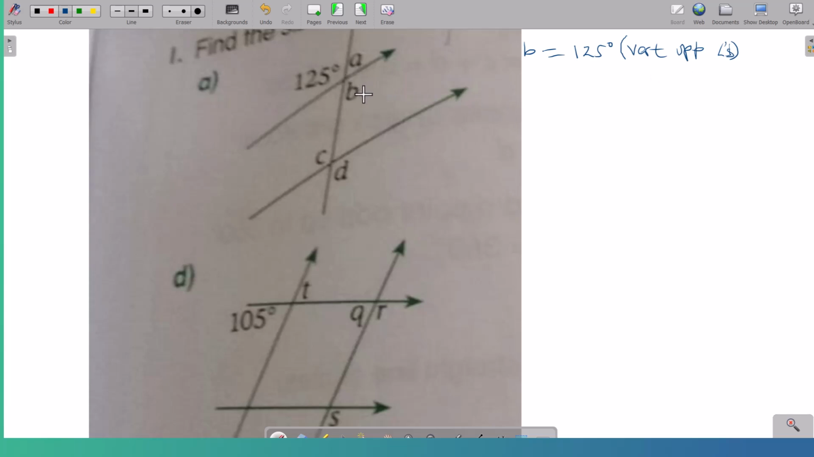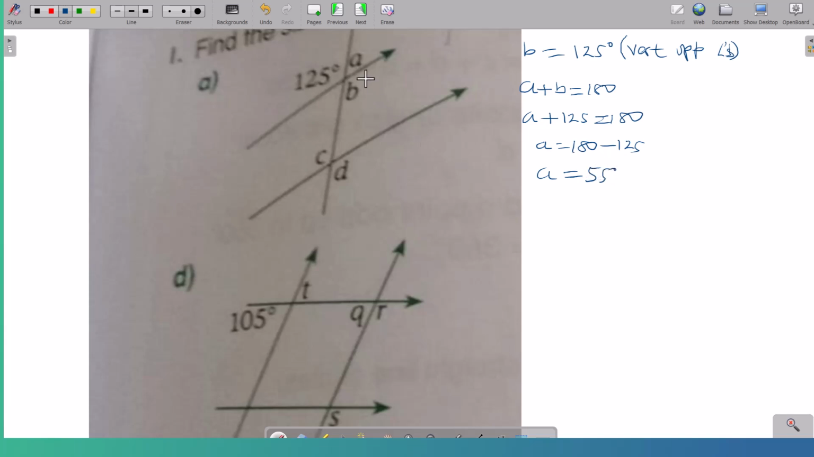What about our A? How do we get our A here? Who can help us to get our A? We say that A plus B equals to 180 degrees, ne? Are we together? But we know the B. Our B is 125, ne? So A plus 125 equals to 180 degrees. So what's 180 minus 125? It is 55. 55 degrees. Okay.